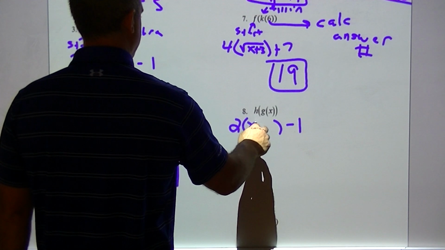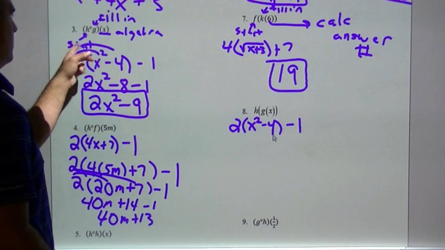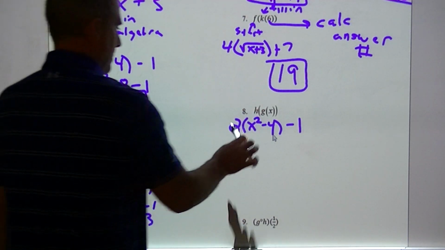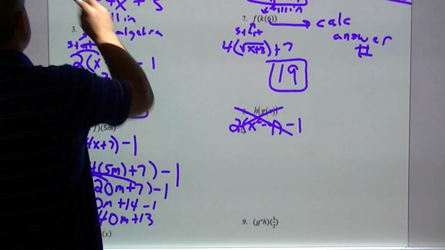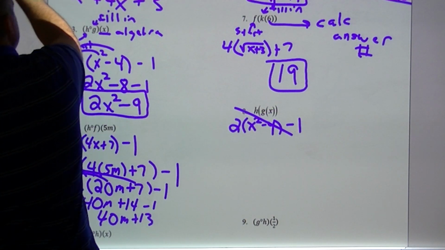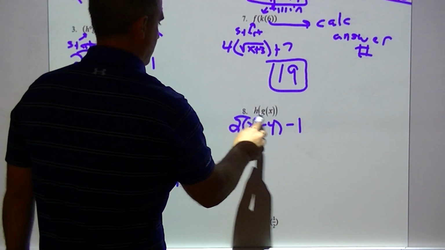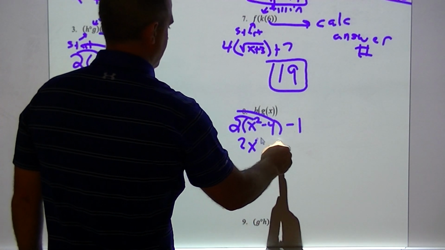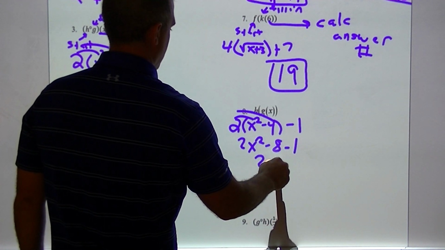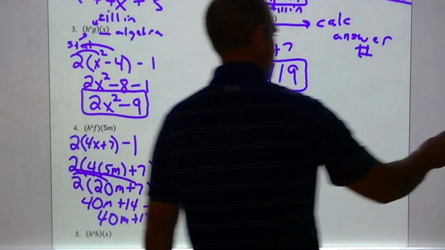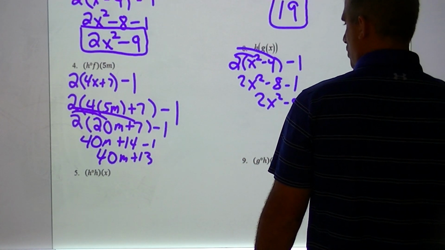Actually, I'm sorry, this is the exact same problem that this is. Okay, so don't worry about number 8. You can skip that. All right, it's the same problem. It's the exact same thing. Okay, so, you know what, let's actually finish that. So that would just be 2x squared minus 8 minus 1, so that's 2x squared minus 9. Okay? All right, moving on to the last two.